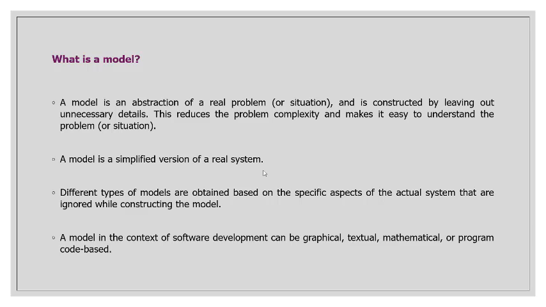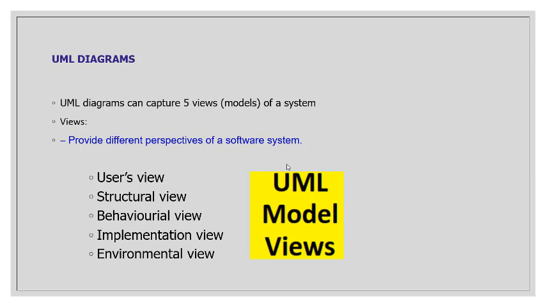A model in the context of software development can be graphical, textual, mathematical, or program code based. Graphical models are very popular because they are easy to understand and construct. UML is primarily a graphical modeling tool. However, there are certain modeling situations for which separate textual expressions are required to accompany the graphical model. So a graphical model does not exist alone; some textual lines are also added to these graphical models, and then we get the UML diagram.